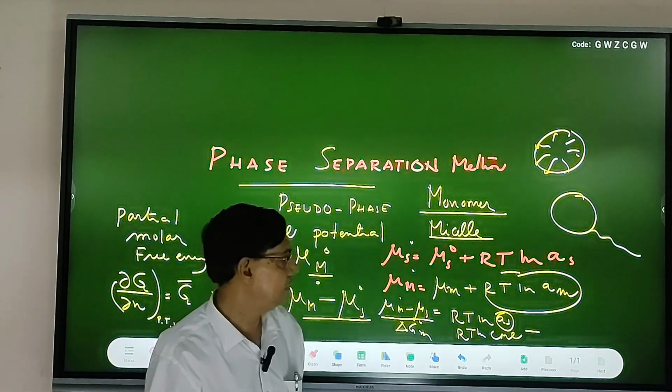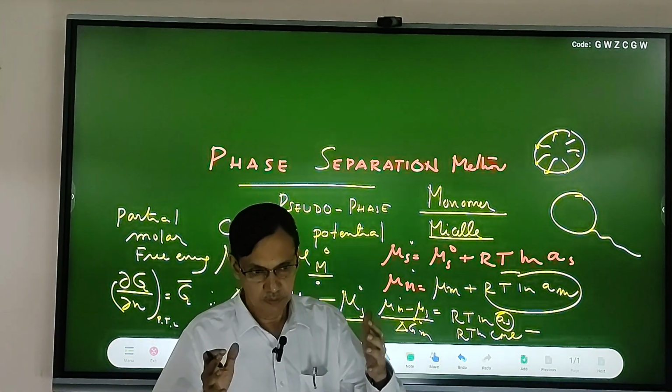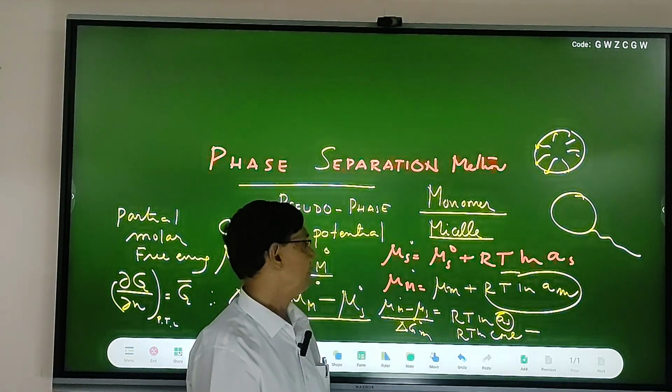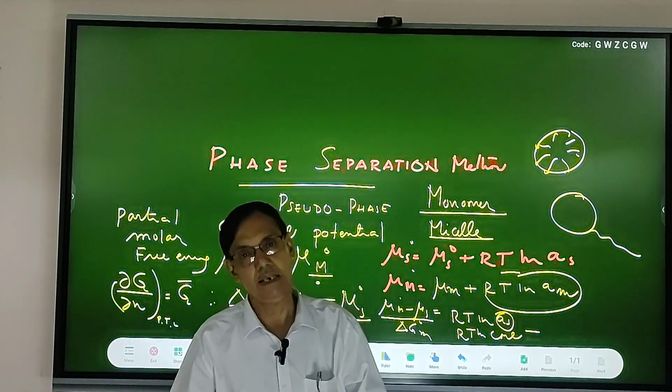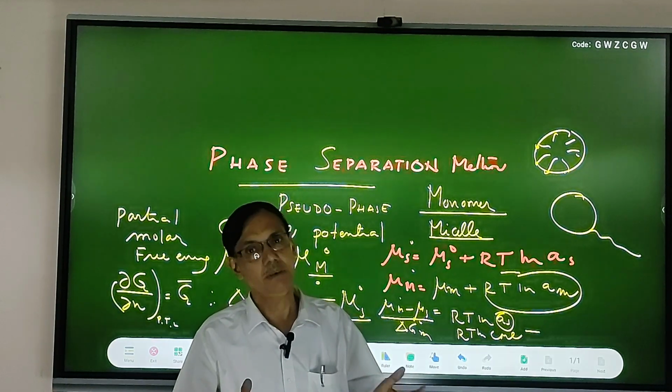In the next class, I will discuss some of the results. With the help of CMC values, we will calculate the delta G, delta S and delta H, and then we will interpret the thermodynamics of micellization.